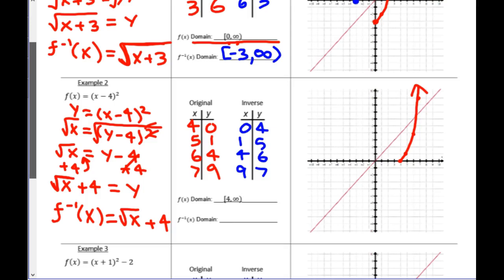Take it out. All right, let's plot these points. 0, 4, 1, 5, 4, 6, 9, 7. Does everyone see how that reflects across the diagonal line, right?